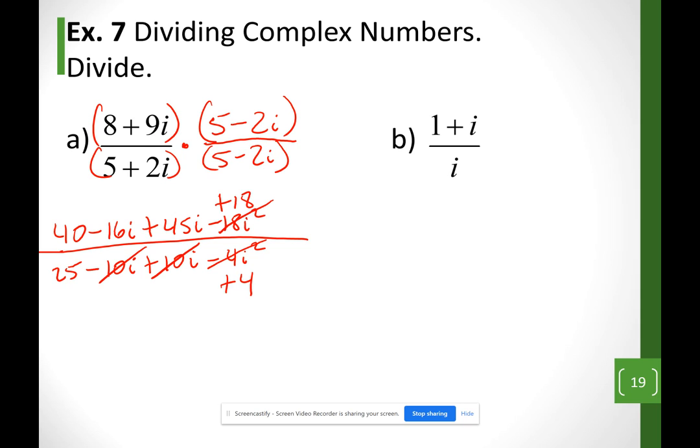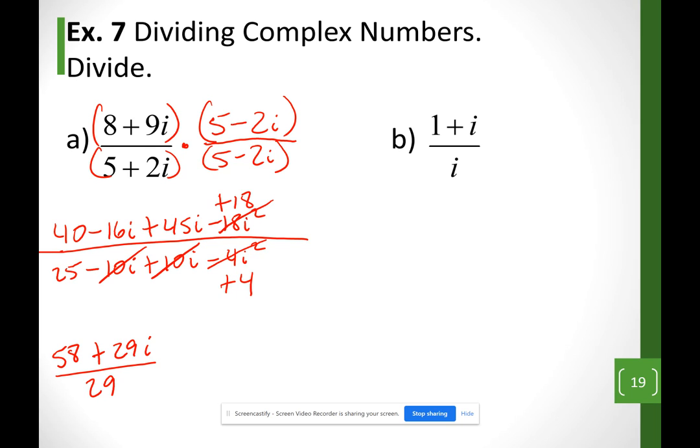Okay, so for my fraction, looking on the top, let me combine the real parts, those that don't have an i. That gives me 58. Let me combine the imaginary parts, those that do have an i. Right, 45 minus 16, that gives me 29. At the bottom, 25 plus 4 gives me 29.